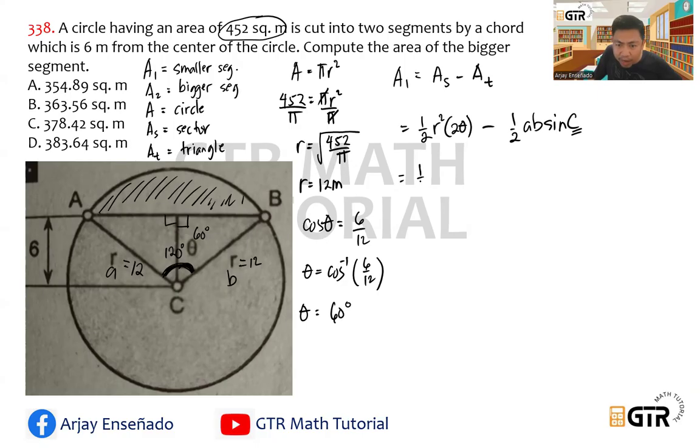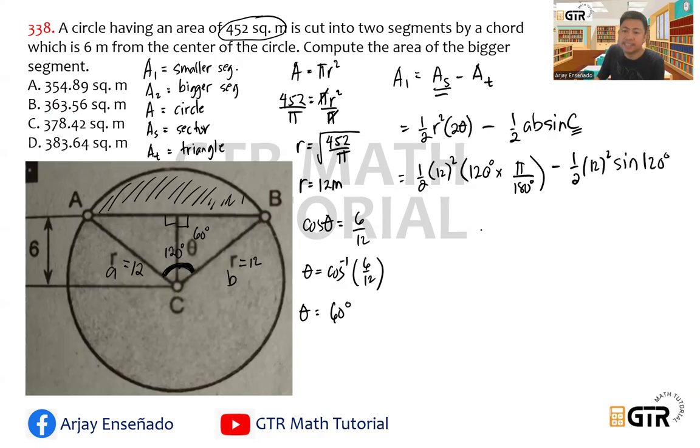So we have 1 half, the value of R is 12, so we have 12 squared. And then we have 2 theta that is equal to 120 degrees, but we need to convert this to radian because for the formula for the sector, the angle must be in radian. So convert this 120 degrees to radian, multiply by pi over 180 degrees. Okay? And then we have minus 1 half. The value of A is 12 and B is also 12. So we have 12 squared and then we have sine C. The value of C is 120 degrees.